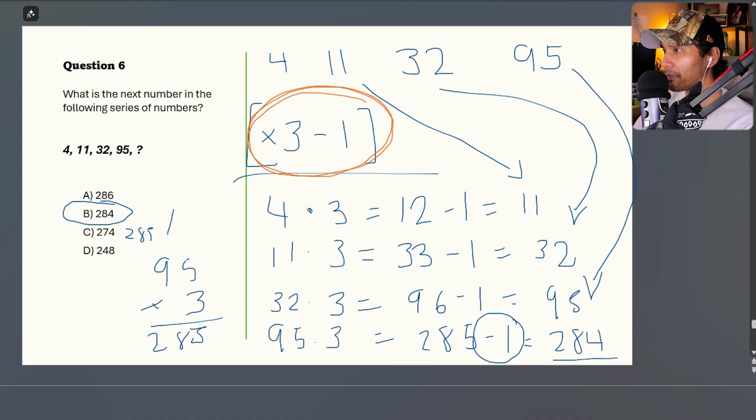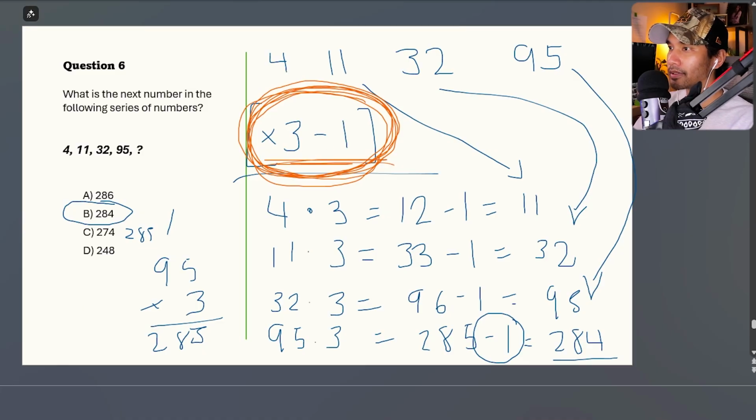I remember on the iPrep, there are different types of number sequences to watch out for. And this was one of them where you had a mixed rule. Okay, next question.